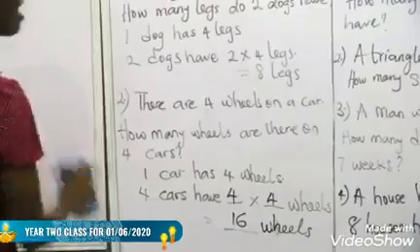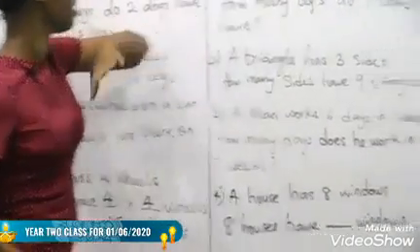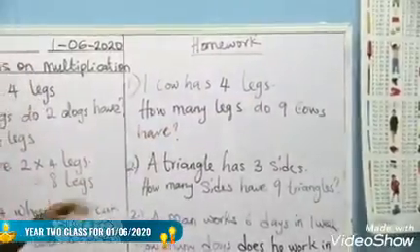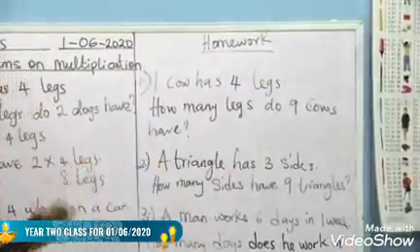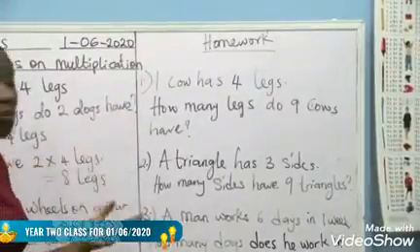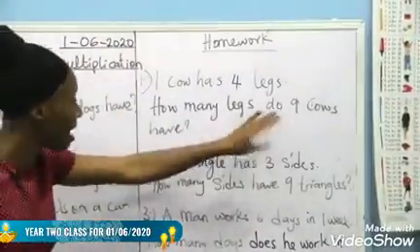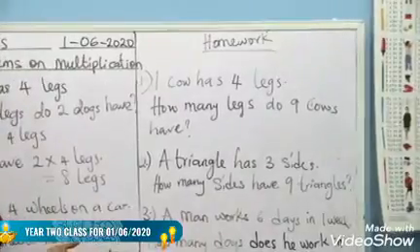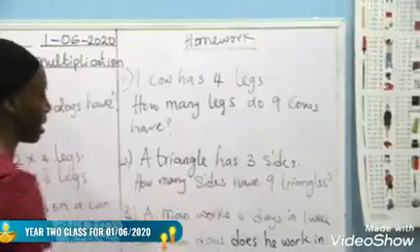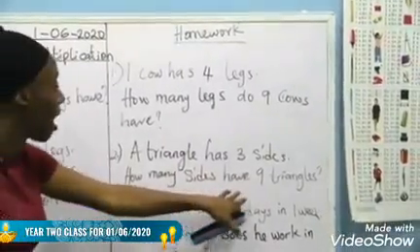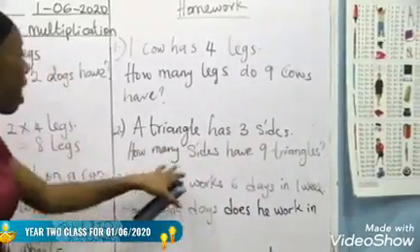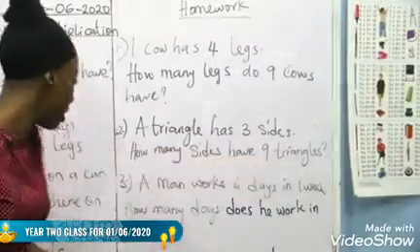Now we have our assignment here. One car has 4 legs. How many legs do 9 cars have? Simple, very simple. Since one car has 4 legs, you check how many legs 9 cars will have. A triangle has 3 sides. How many sides have 9 triangles?